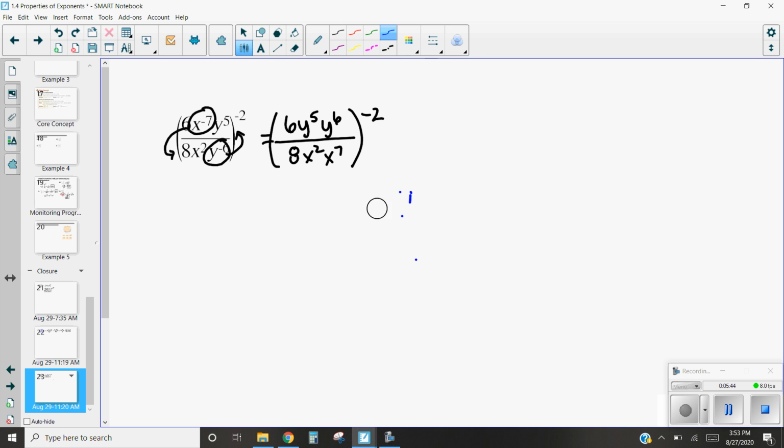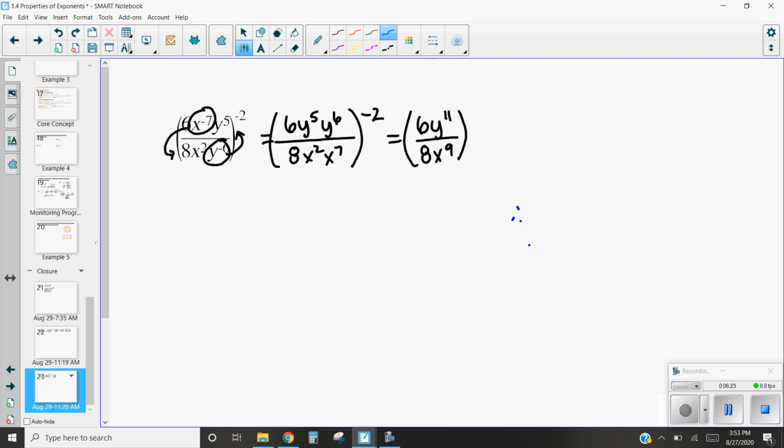Now, before I put everything to the power of negative 2, I'm going to see if I can simplify what's on the inside there. So I can use that product of a power rule to simplify these y's on top and these x's on bottom. So we want to take our 6 times y to the 5th times y to the 6th. Well, they both have the same base of y, so I can actually do y to the 5 plus 6, and that's actually going to be y to the 11th. So we get 6 times y to the 11th, and then I can do that same thing with my x's, so I have my 8 and x to the 9th, because 2 plus 7.